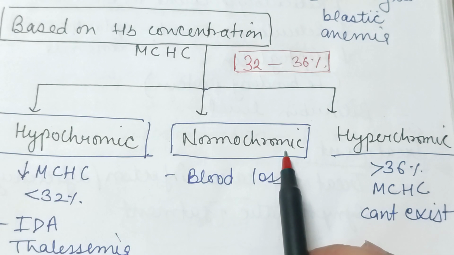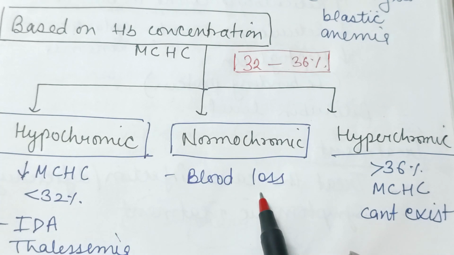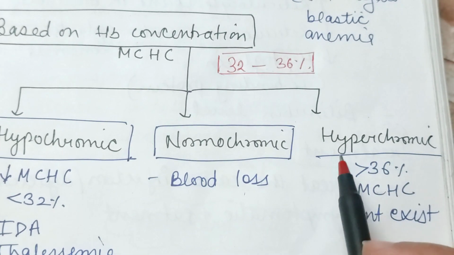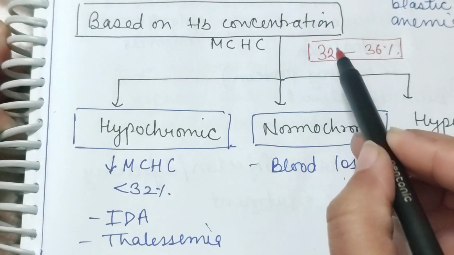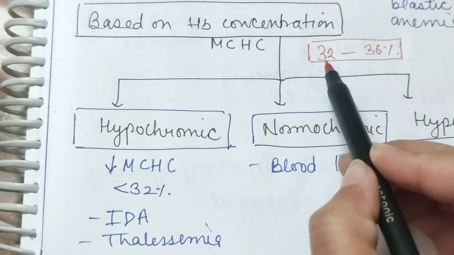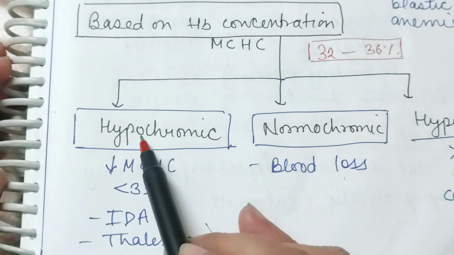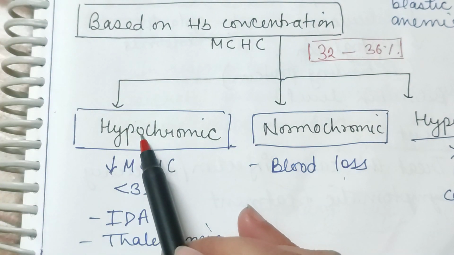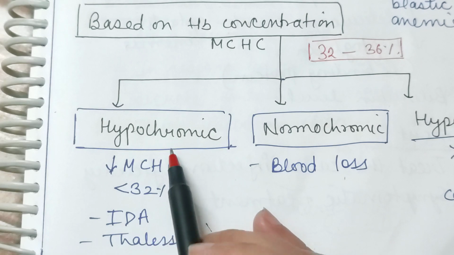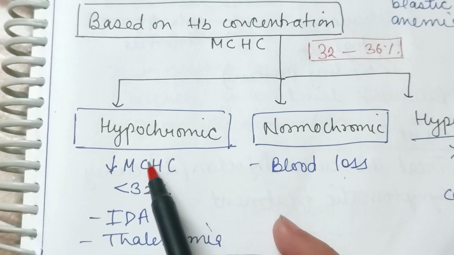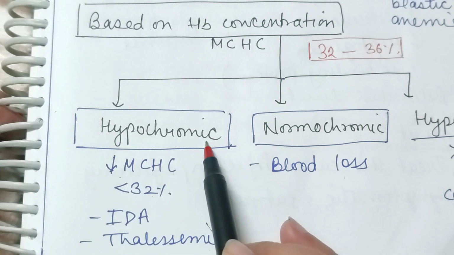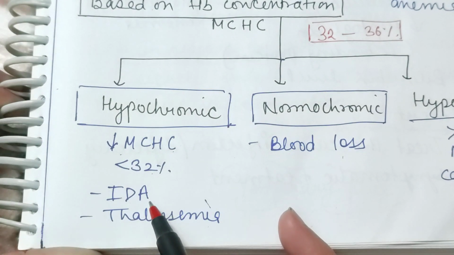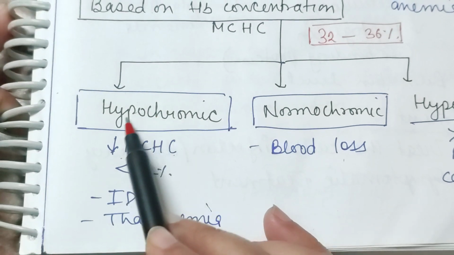Normochromic anemia can happen whenever there is only blood loss. So hemoglobin is proper, but blood loss is there, right? Hypochromic is when the hemoglobin concentration 1 RBC has is less than this percentage. So that will be paler RBC. It will not be reddish in color. Okay, it will be paler. So MCHC is less than 32%. We will call it hypochromic anemia. So iron deficiency anemia and thalassemia are basically hypochromic anemia.